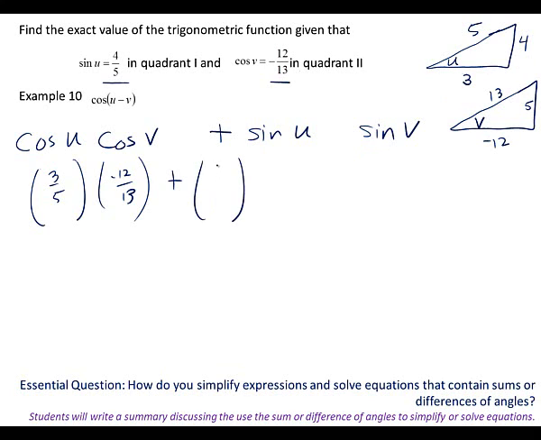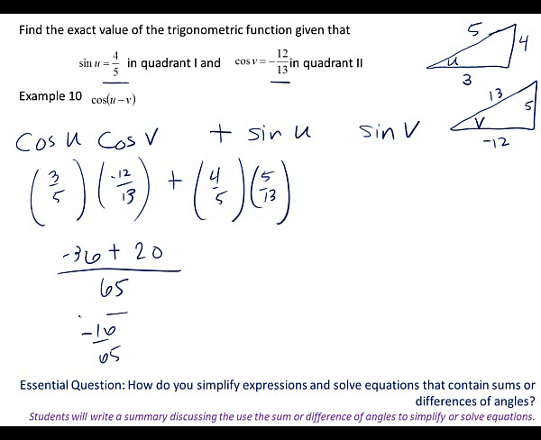All right, what about the sine of U? 4 over 5. And what about the sine of V? 5 over 13. Perfect. What's my denominator again? 65. Good. All right, what's 3 times negative 12? Good. And 4 times 5? 20. All right, so what's my answer on this one? Negative 16 over 65. Good. Give you a minute to catch up.